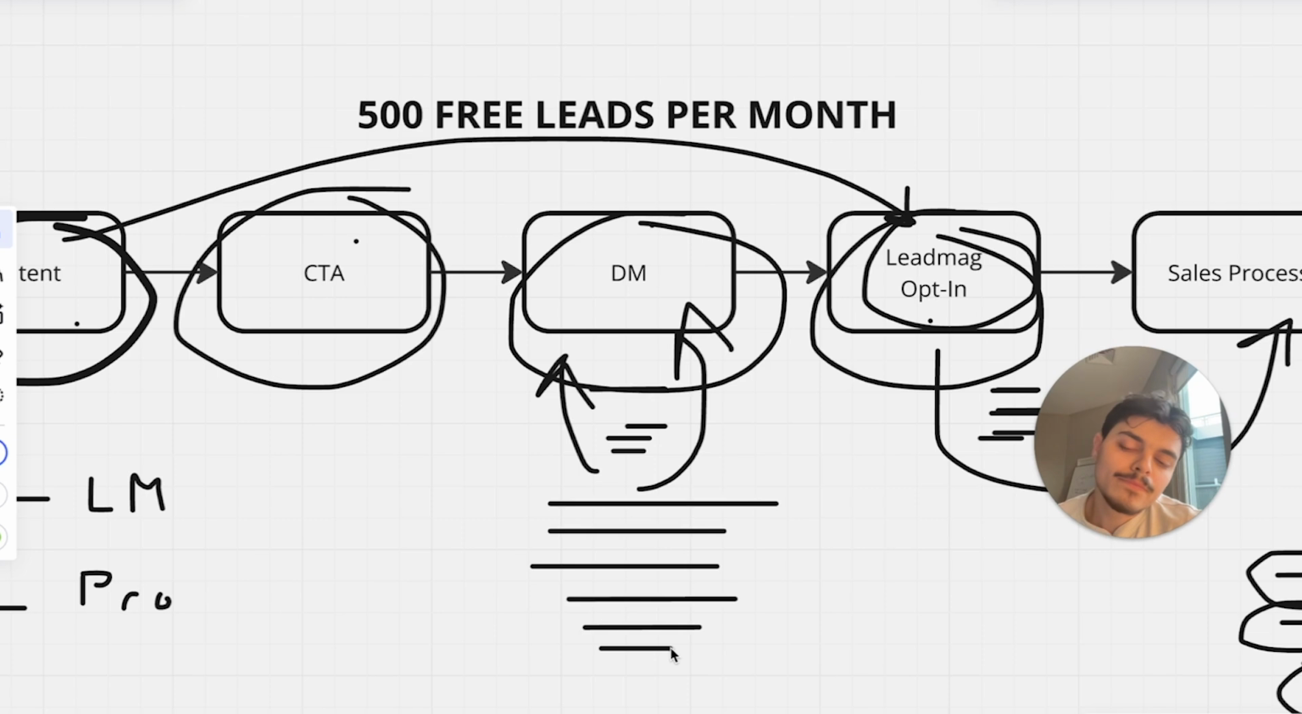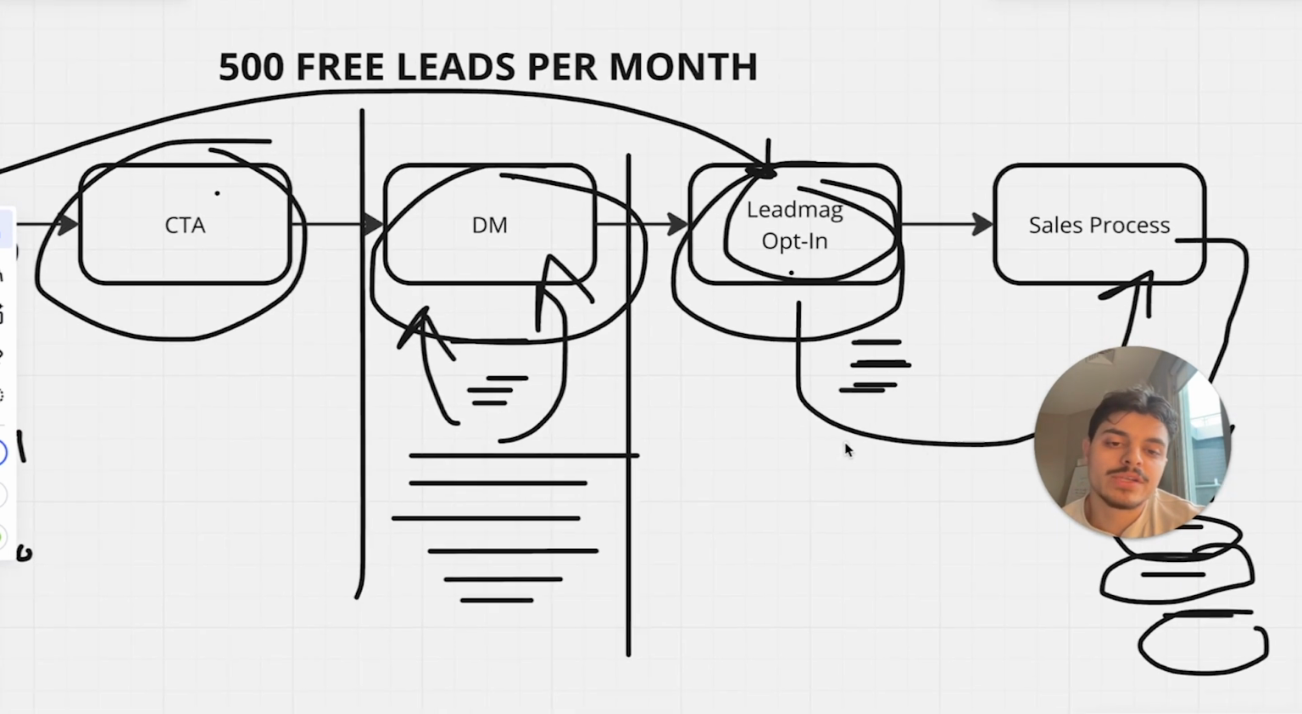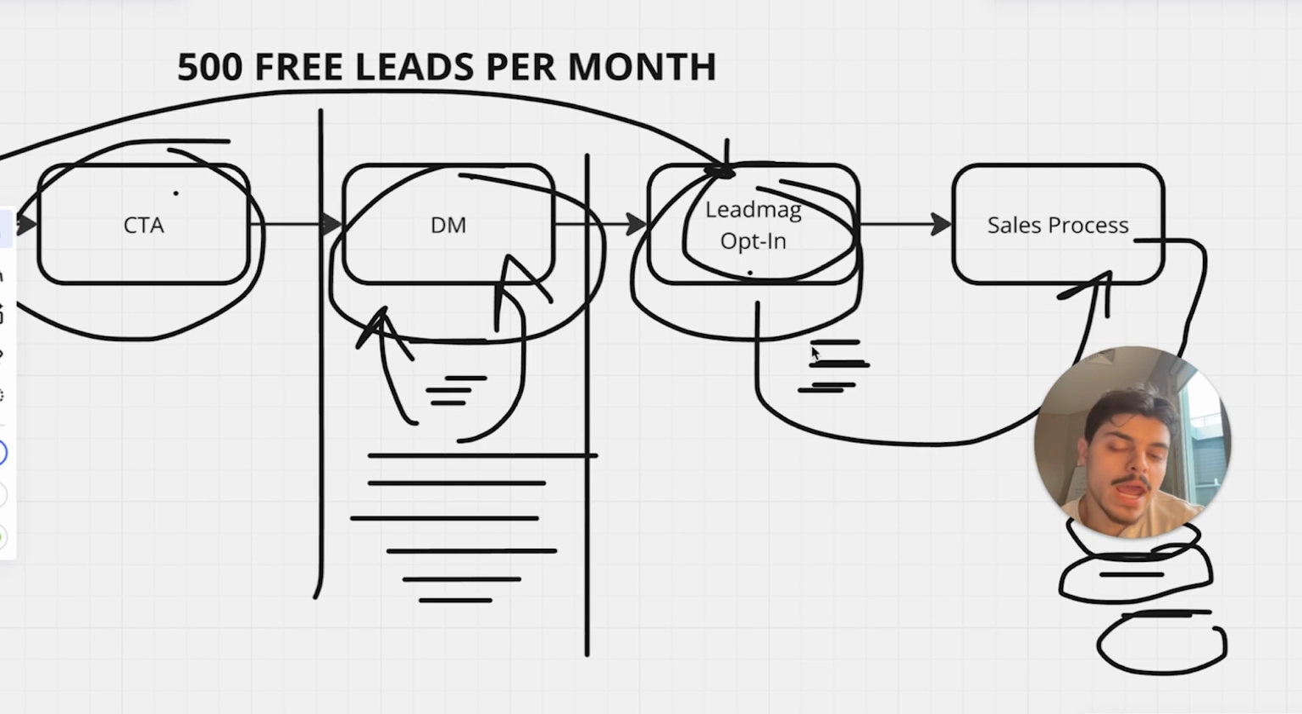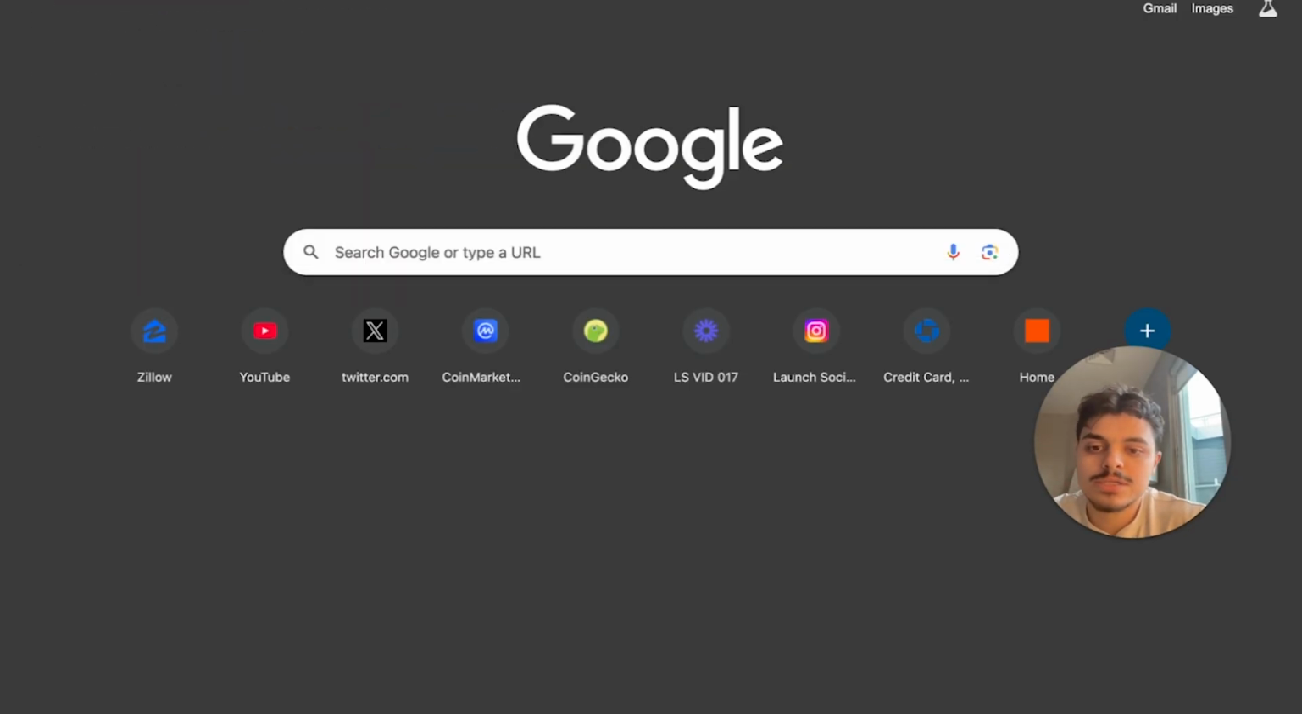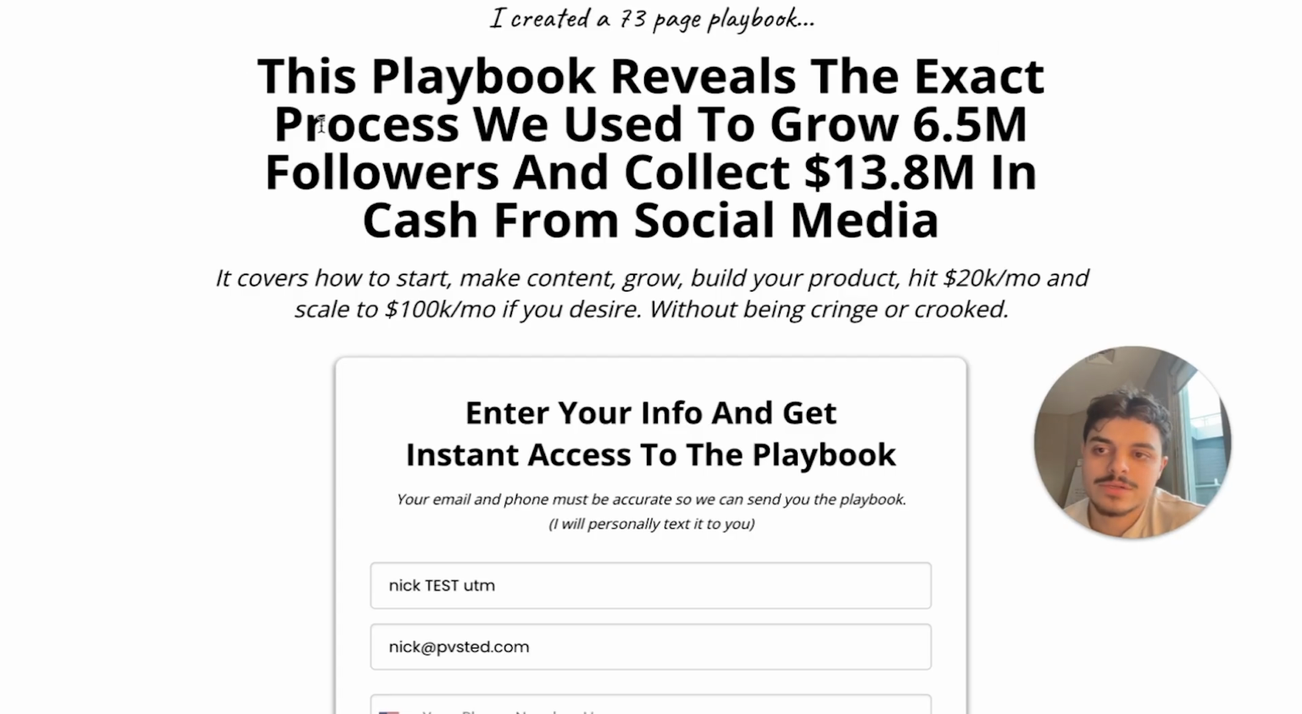Now, I don't personally consider the DM conversations leads. I only consider them a lead once we get their name, their email, the phone number. So in the DM, we link them to an opt-in page. Our opt-in page is simply this, playbook.launchsocials.com. You can actually grab it from us.